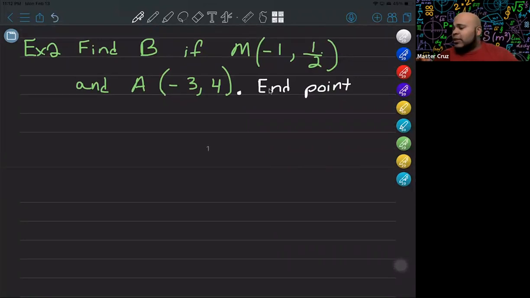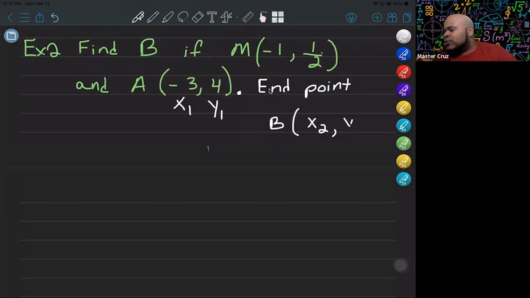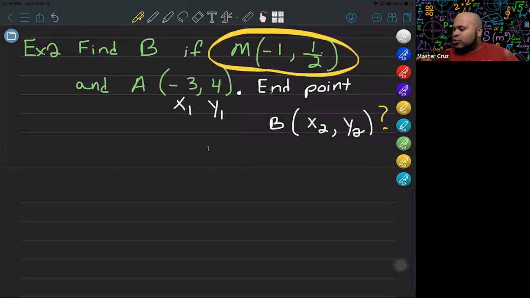Okay, so here we go. Before we plug it in, let's label. This is x1, y1, but I am looking for x2, y2. I do not know what B is. I don't know what x2, y2 is. So because I don't know what it is, when I go to the formula, that's exactly what I'm going to write down. I'm going to write down x2, y2, and I'm going to solve for it, okay? So this is my midpoint. This is my answer.